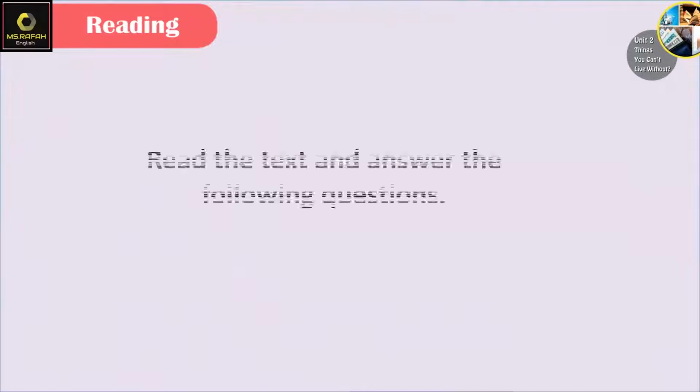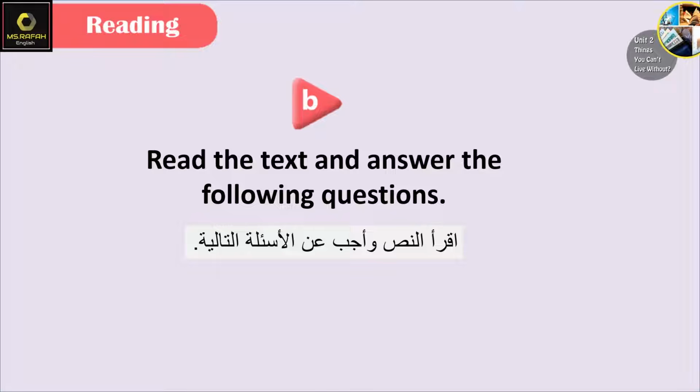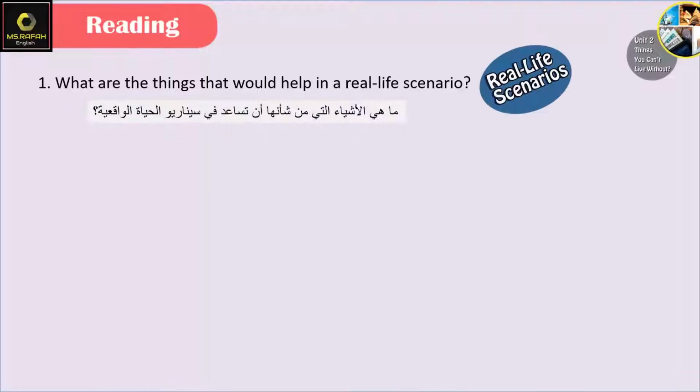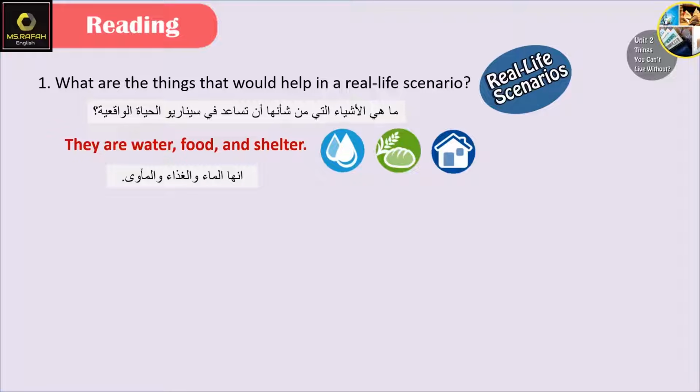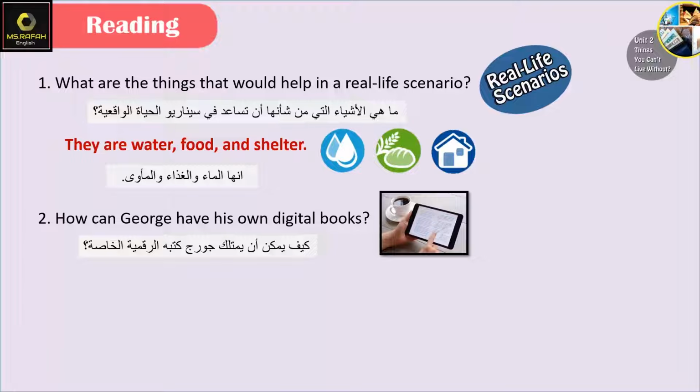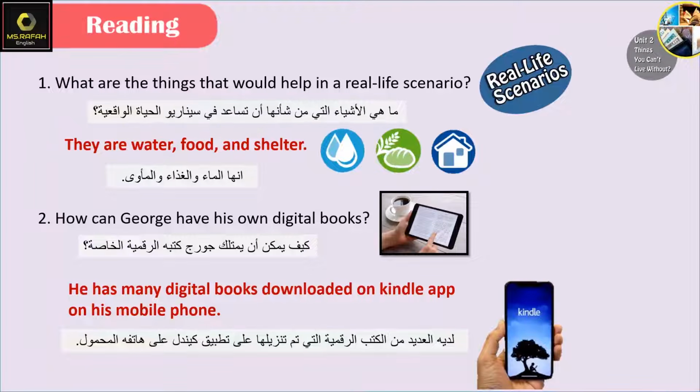Now let's answer question B. Read the text and answer the following questions. What are the things that would help in a real-life scenario? They are water, food, and shelter. How can George have his own digital books? He has many digital books downloaded on Kindle app on his mobile phone.